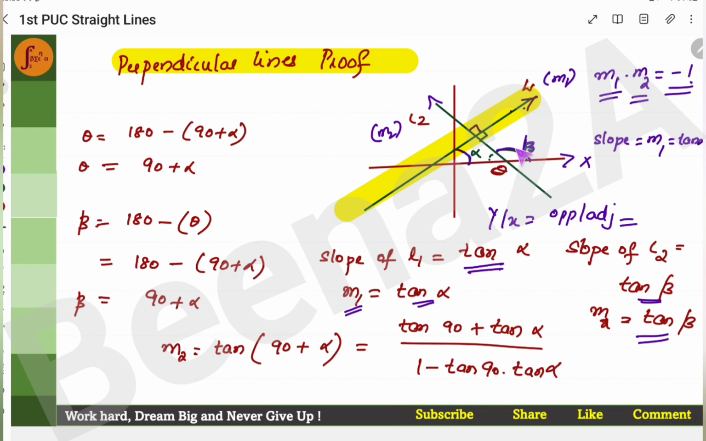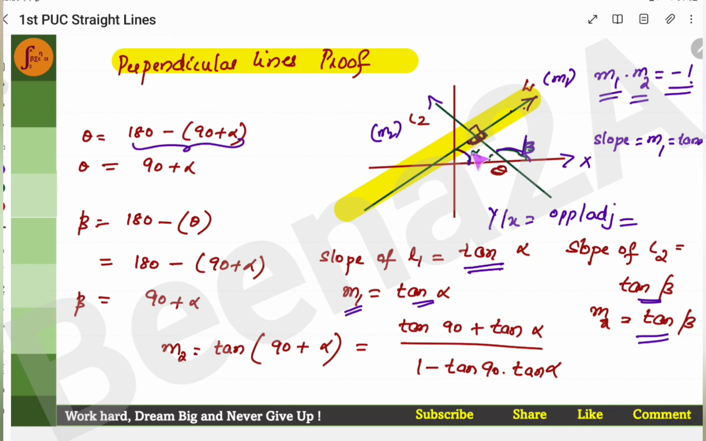What will be tan beta in terms of alpha? How do we write it? We know that this is 90 degrees, right? If this is 90 degrees, then this also will be 90 degrees, correct? If this is 90 degrees and this is alpha, then what is this angle?